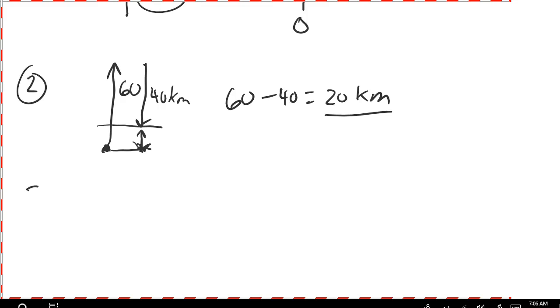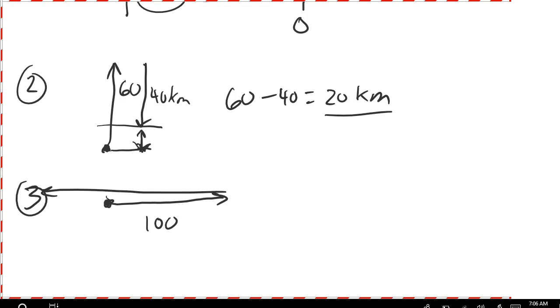Let's look at 3. We have a boy who walks 100 meters forward. We'll just draw it like this. 100 meters forward, then 150 meters back. So what is this total displacement? The displacement for this one, you would say that it's actually 150 meters minus 100 equals 50 meters.